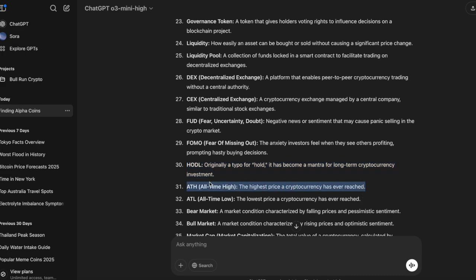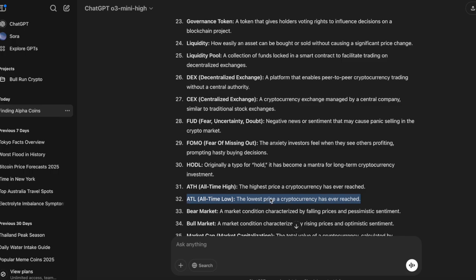It just means hold, but it's spelled wrong. It's a meme, basically. ATH, all-time high, the highest price a cryptocurrency has ever reached. So the highest Bitcoin's ever reached was around 108,000. That would be Bitcoin's all-time high as of February 2025.